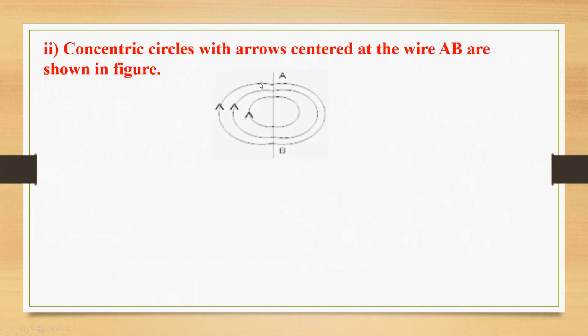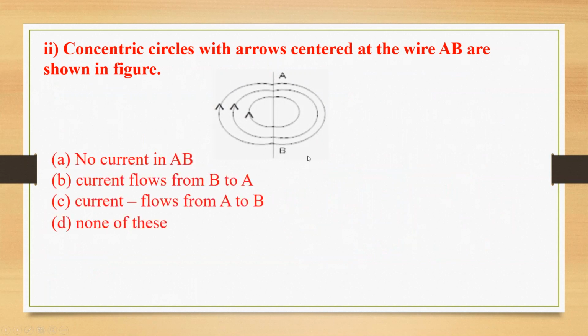Concentric circles with arrows centered at the wire AB are shown in the figure. You can see the magnetic field lines direction is given, but they didn't give the direction of the current. That we are going to find. No current in AB. No current means no magnetic field also. This is a wrong one. Next, current flows from B to A. Here also the same right hand thumb rule you have to apply.